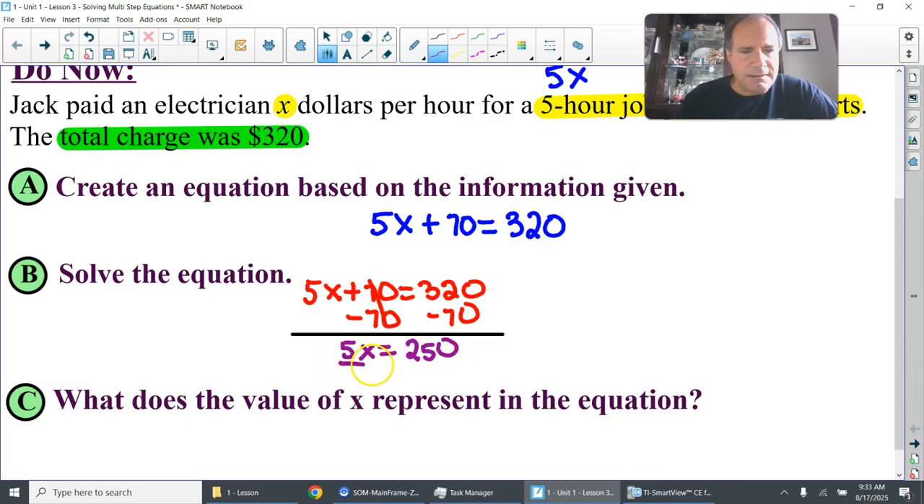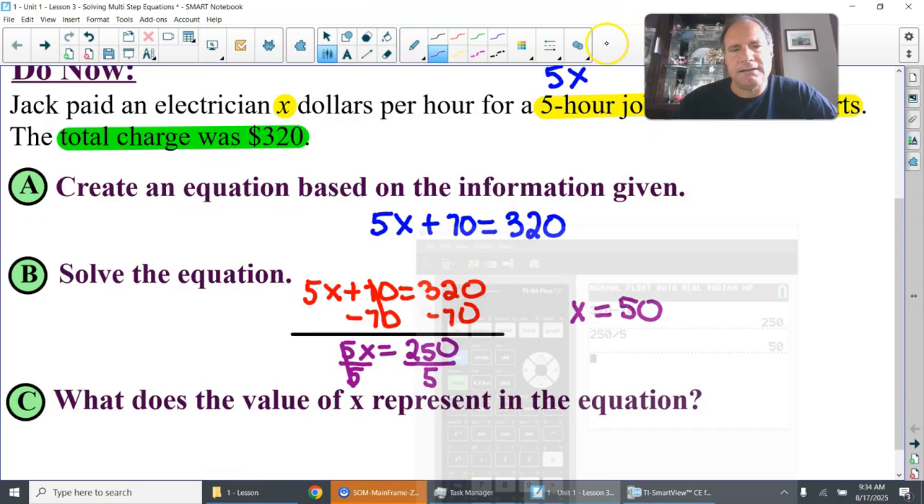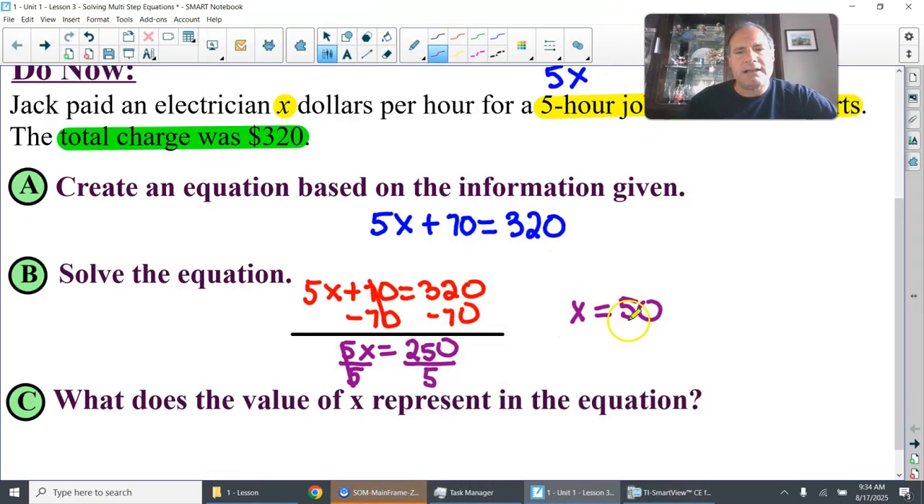And then this is multiplication, 5 times X, so that's why we're dividing. We divide by the coefficient, which is the number next to the variable. And that should be 50. And just remember, you do 250 divided by 5, enter. And that is it. So X equals 50.